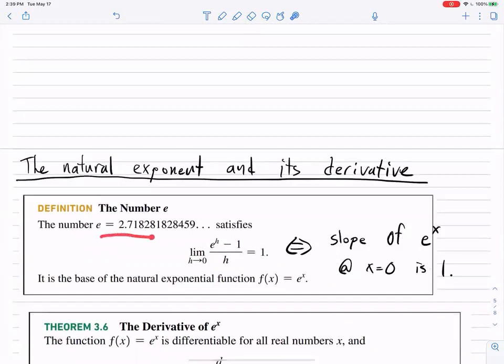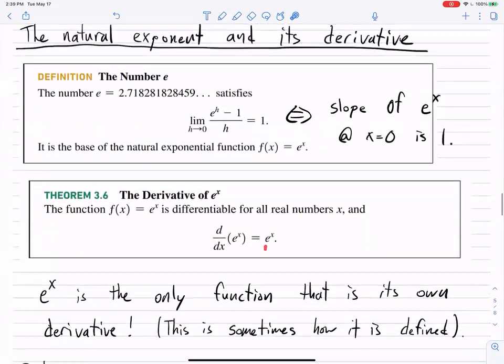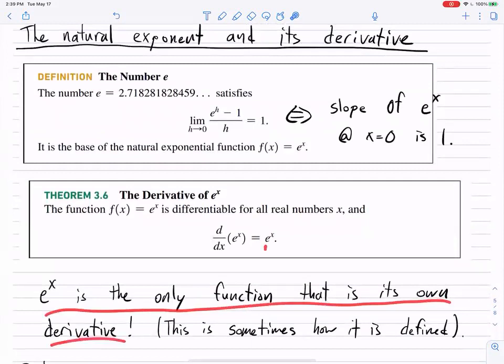So the number e is an irrational number, right? It's a non-repeating decimal, and it satisfies the following. Its derivative at 1, its slope at 0 is 1. And it is the base of the natural exponential function f of x equal e to the x. And so e to the x, the exponential function with base e, is the only function who's its own derivative. And so that's really, really nice. The derivative of the exponential function is just the exponential function, and e to the x is the only function that has its own derivative.